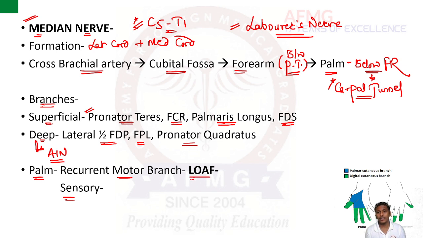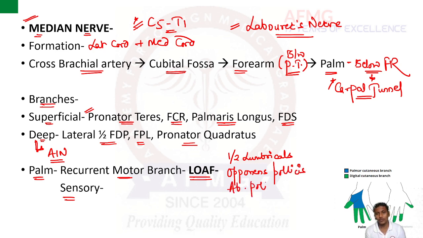The muscles of the thenar eminence can be remembered by the mnemonic LOAF, where L goes for the first and second lumbricals. O goes for the opponens pollicis muscle. A goes for the abductor pollicis brevis muscle, whereas F goes for the flexor pollicis brevis muscle.